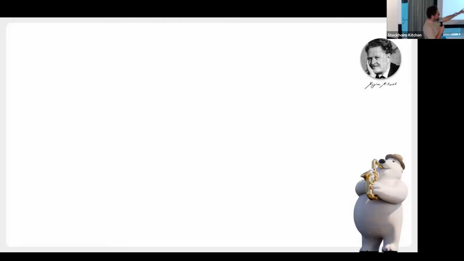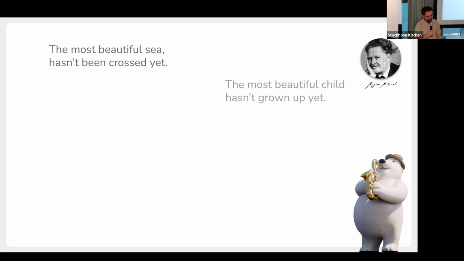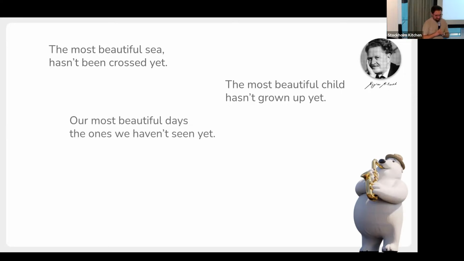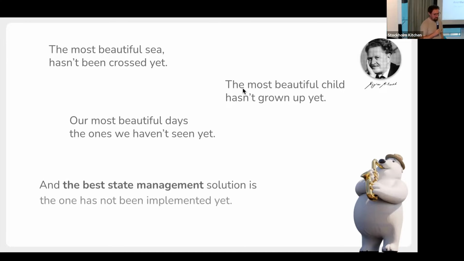Now, this is the Turkish poet, Nazım Hikmet, from Turkey. After this frustration, he says this: the most beautiful sea hasn't been crossed yet. And the most beautiful child hasn't grown up yet. Our most beautiful days, the ones we haven't seen yet. And the best state management solution is the one that has not been implemented yet.